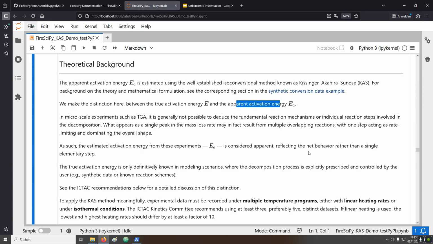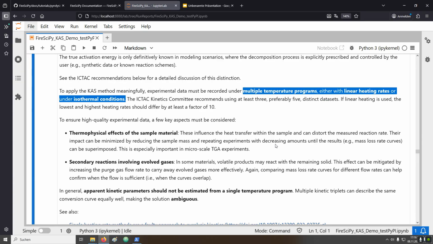From experiments like TGA alone, it is in general not possible to determine the fundamental reaction mechanisms. They are basically only truly known for models, where the user already knows the input. I would like to mention some considerations on the data collection. This should help you then to get the most out of your assessment.